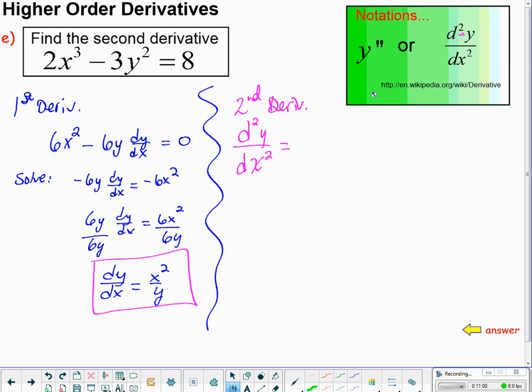So we get the second derivative. Well, we are all about the quotient rule here, right? Quotient rule is what's happening. Derivative of the top is 2x multiplied by the bottom, which is y.